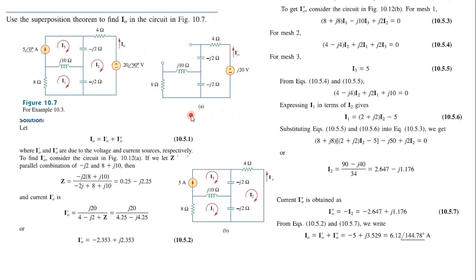Look at the circuit. Here we have an 8 ohm resistor connected in series with the inductor, which has an impedance of j10 ohms. So these two are in series. So let us add them together, which will give 8 plus j10 ohms. Now this equivalent, that is 8 plus j10, is actually in parallel with minus j2 ohms, with this capacitor alone. So find out that.